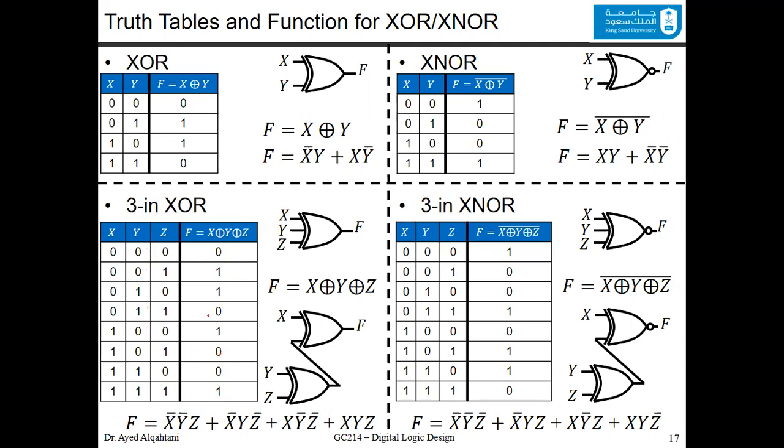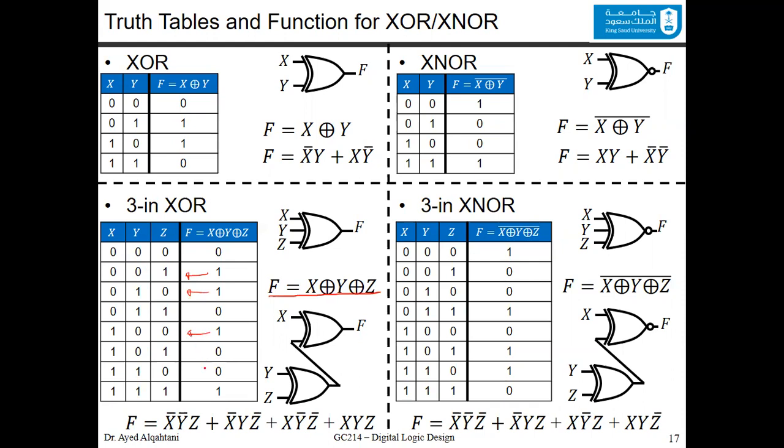This is the way you fill in a 3-input XOR truth table. You could do the same for any multiple-input XOR. This is the function of the XOR. You can also write it as 2 XORs by XORing, for example, Y and Z, and then the result, you XOR it with X. The function, you can find it also by trying to find the ones.